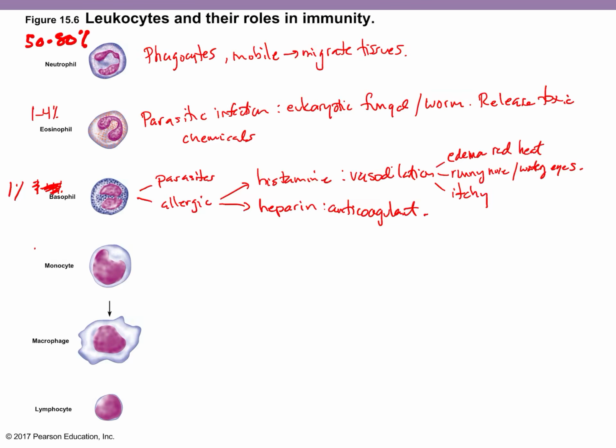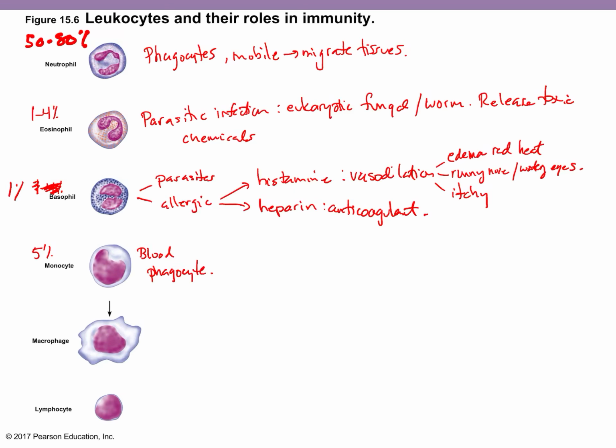Okay, so both histamine and heparin are released in allergy. For monocytes, this is going to be about 5%. And monocytes are very phagocytic. So monocytes are found in the bloodstream.